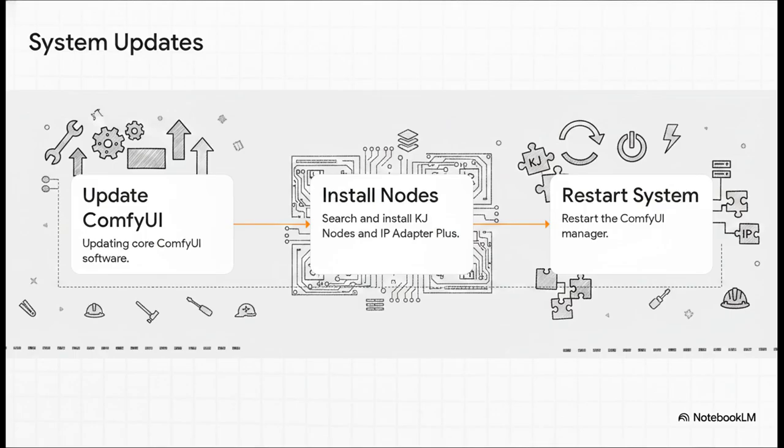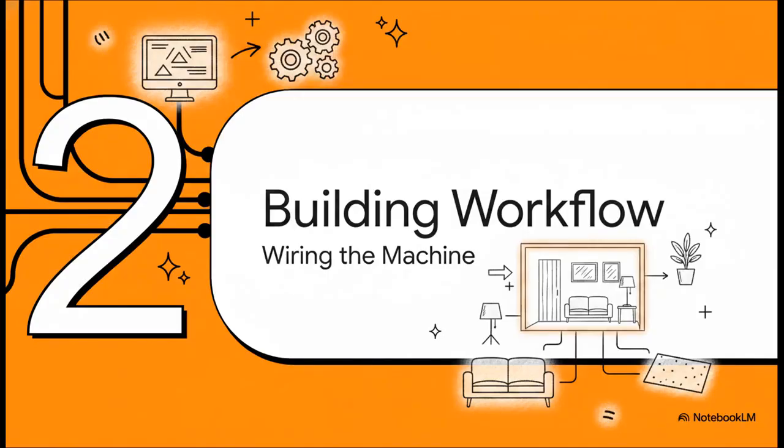And this perfectly illustrates that mandatory foundational work. You can't just hit generate and pray. First, you have to update ComfyUI itself. Then, go hunt down very specific custom nodes, stuff like KJ nodes and IP Adapter Plus. Finally, do a complete restart of the manager to get moving. It's basically a digital construction site, and these are the safety checks you absolutely have to clear before laying a single brick.